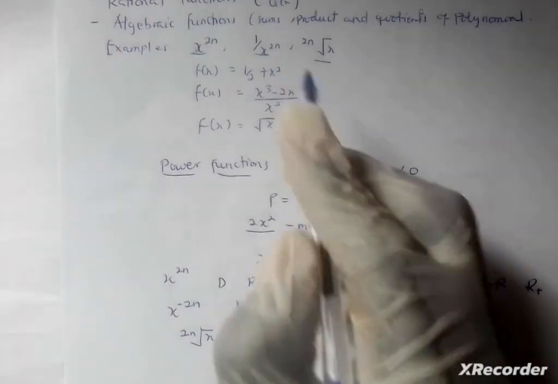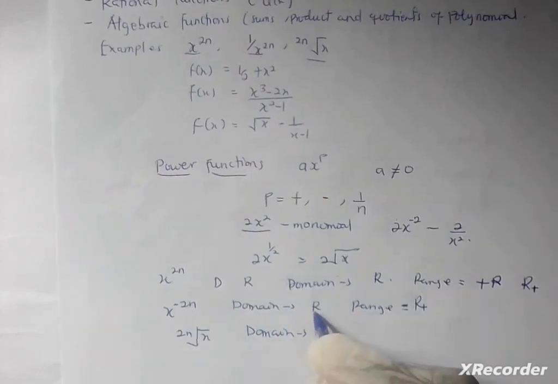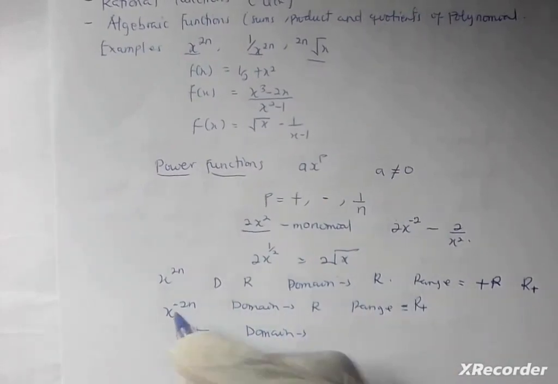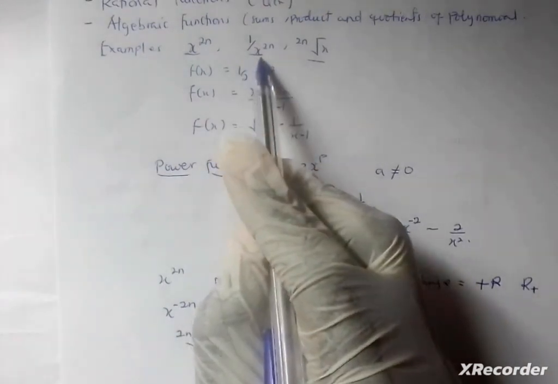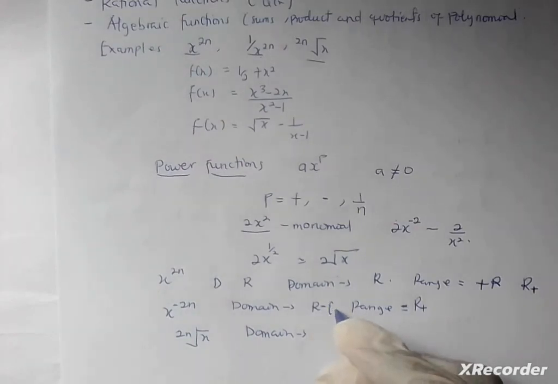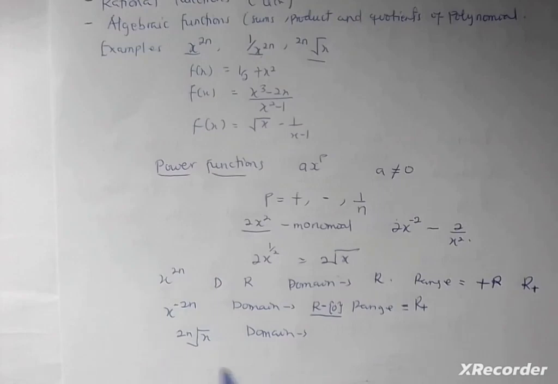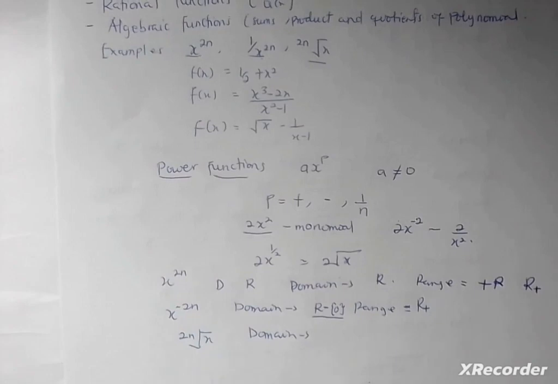And sorry, for the previous question, the reciprocal, I think 0 cannot be part of our domain because it will be a rational function. When 0 comes, it will be undefined. So this is how you write it. You write R, then minus, then a curly bracket, and you put 0 inside. So it is the set of all real numbers minus 0. So that was the power function with a negative power. Now, the 2n-th root of x.